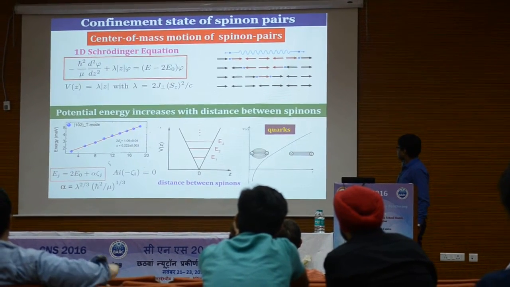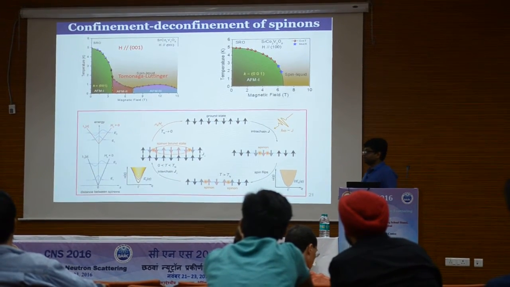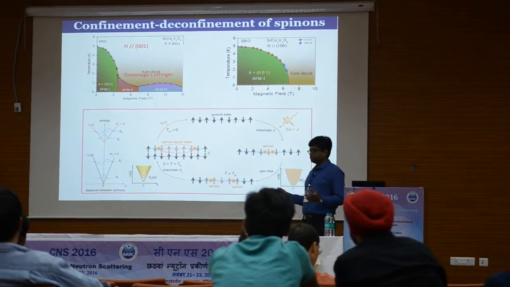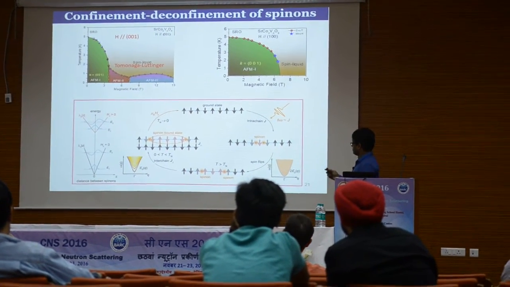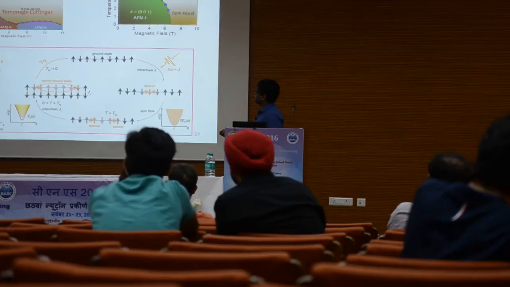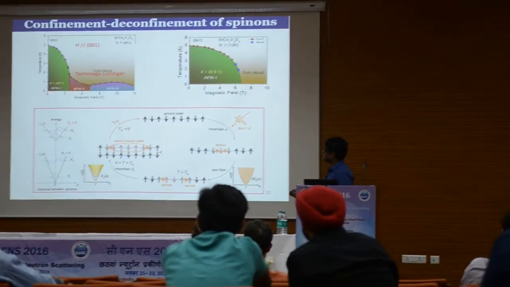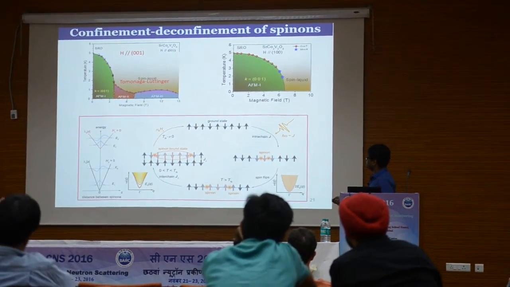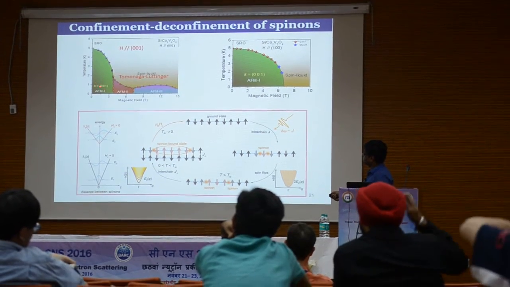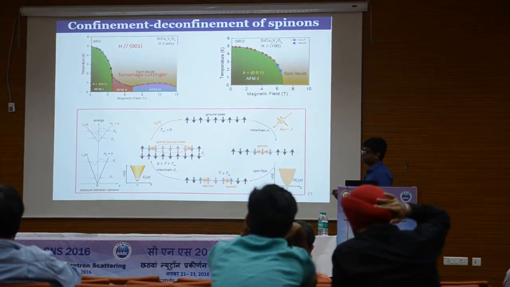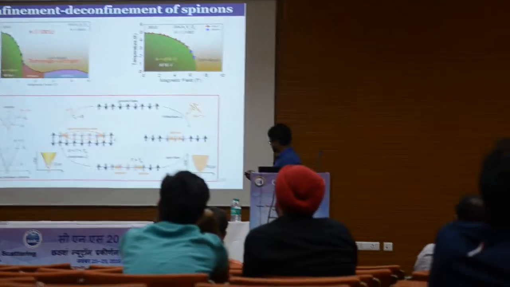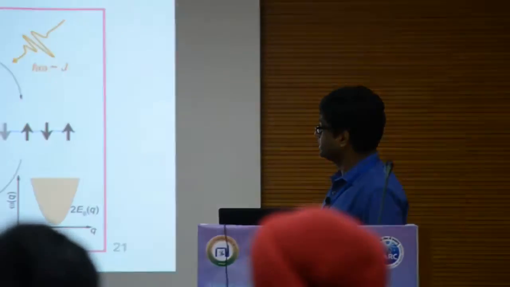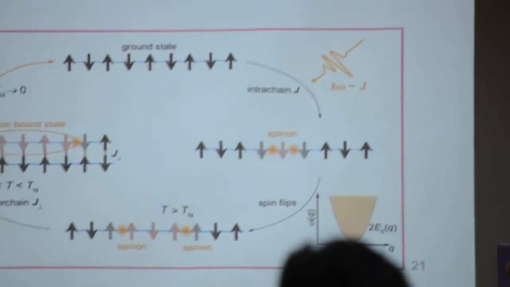And this kind of confinement, whether we can tune it, we can modify it, yes, we can. If I apply a magnetic field along the chain direction, we can go from this state to another state. So we can confine and deconfine this state. This is a cartoon which says that we have a ground state, and then we go to a spinon state, which are free. Here they are bound, and they can again be made free by applying a magnetic field.